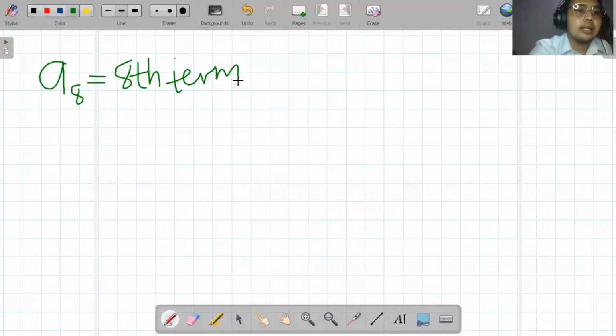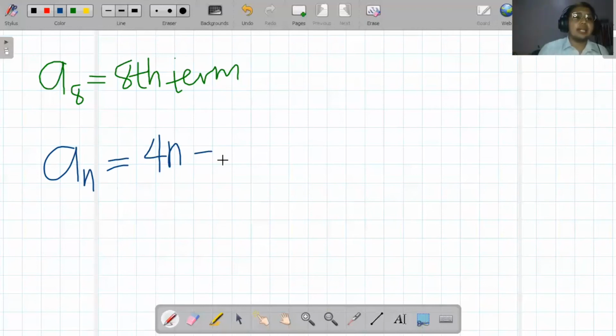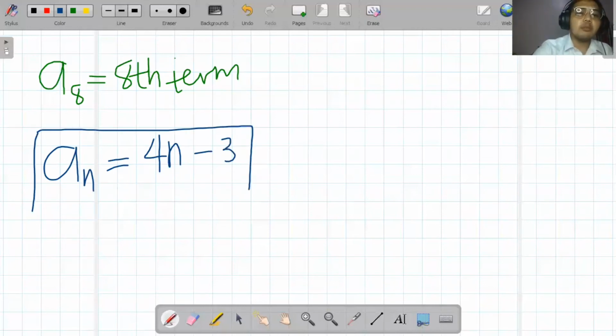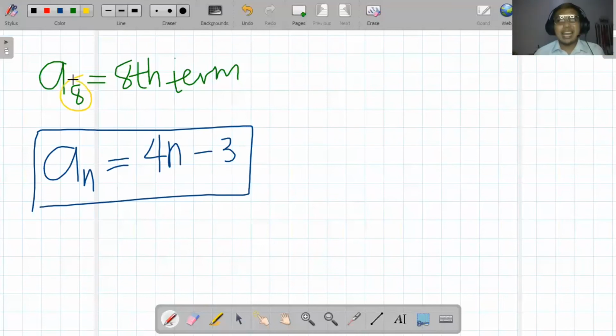What is given is A sub n equals, shall we say, 4n minus 3. So how do you find the 8th term? It's very easy. The 8 is actually your n. So you substitute it for the n in the given formula. You just replace it: replace your n with 8.